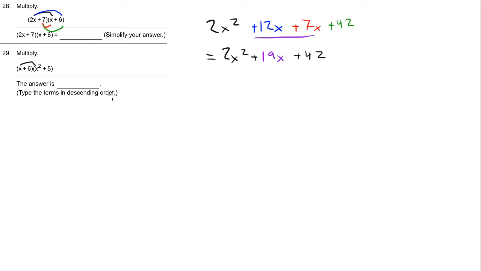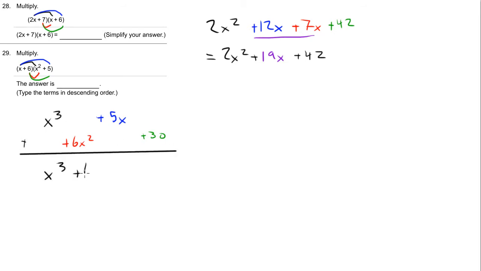Again. So this will be x cubed plus 5x. Let's space that out a little bit. Plus 5x. See, now we'll have room for 6x squared. Yeah. And then plus 30. X cubed plus 6x squared plus 5x plus 30. Great. Nothing combined in this one.